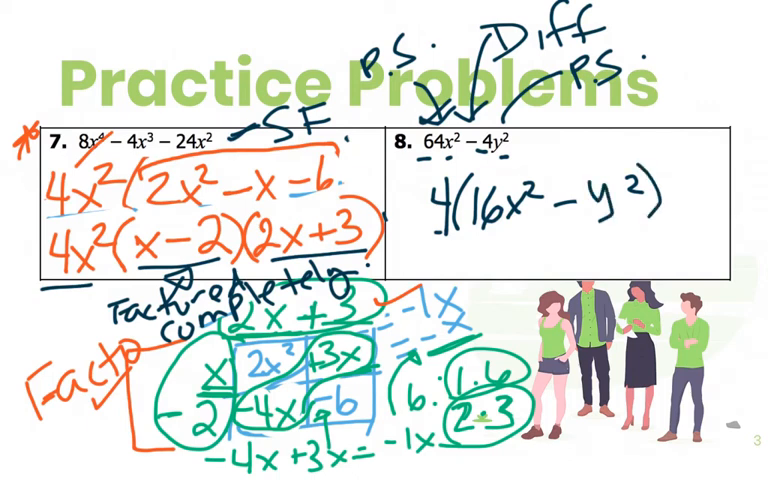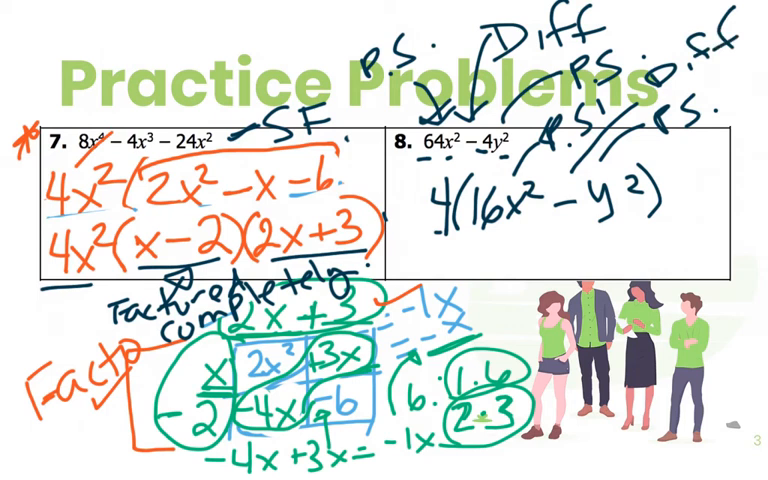Okay. Now, if you notice, this is still a perfect square. This is still a perfect square term. And this is still a difference. So even though I've taken out the GCF, I can still do my difference of squares here.